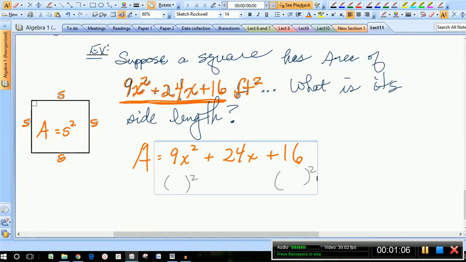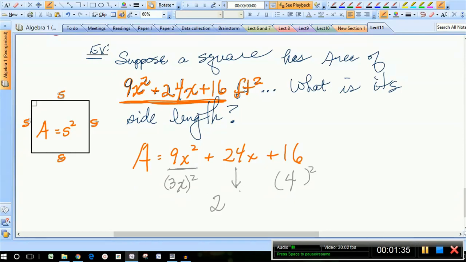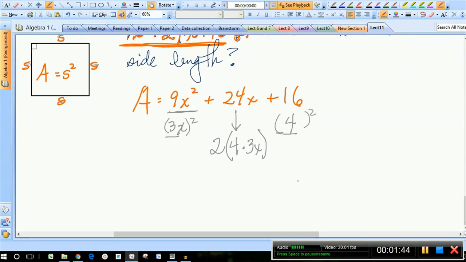First of all, let's figure out what's being squared, okay? In the first term here, 9x squared is what being squared? 3x is squared, correct? You agree? Good. 16 then is also a perfect square, and it's actually 4 squared. Now remember, for this to fit the pattern for our perfect square trinomial, the middle has to be twice the product of these roots, right? So we want the 4 times the 3x, or twice 12. And it does work out.